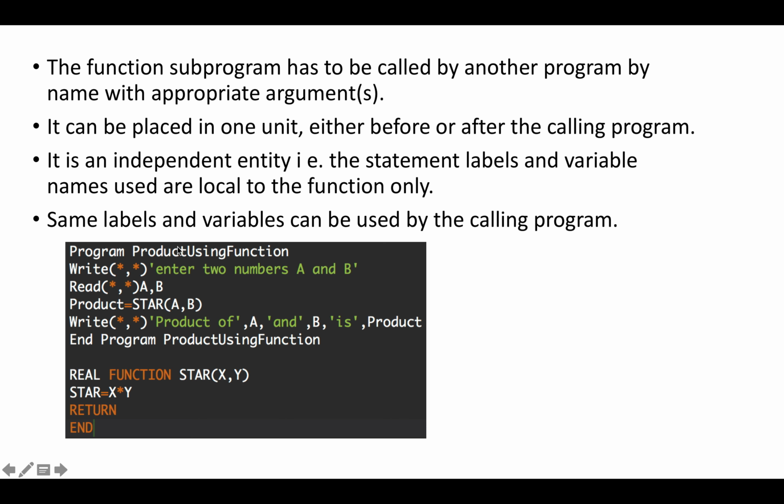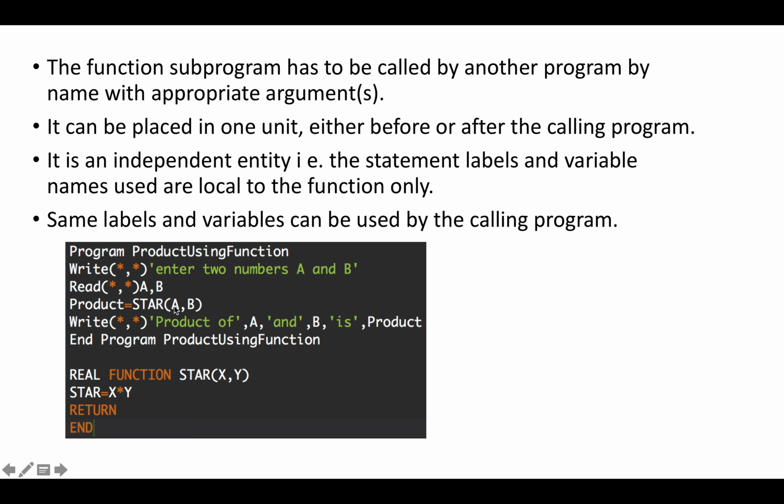So suppose I want to make a program for calculating the product of two numbers using function subprogram. So I start with the program name, product using function. I define the name of program, then enter two numbers a and b, and variable product is equal to star in bracket a comma b. So this is the place where I have called the function subprogram and given the two values a and b.